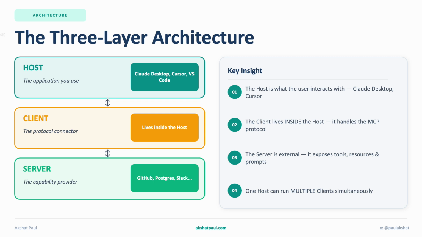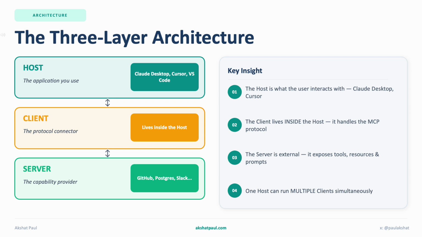At the bottom, the server. This is where capabilities live. A GitHub MCP server exposes tools like create issue or list pull requests. A Postgres MCP server exposes tools for querying your database. Servers are what you build when you want to give AI agents access to a new system.